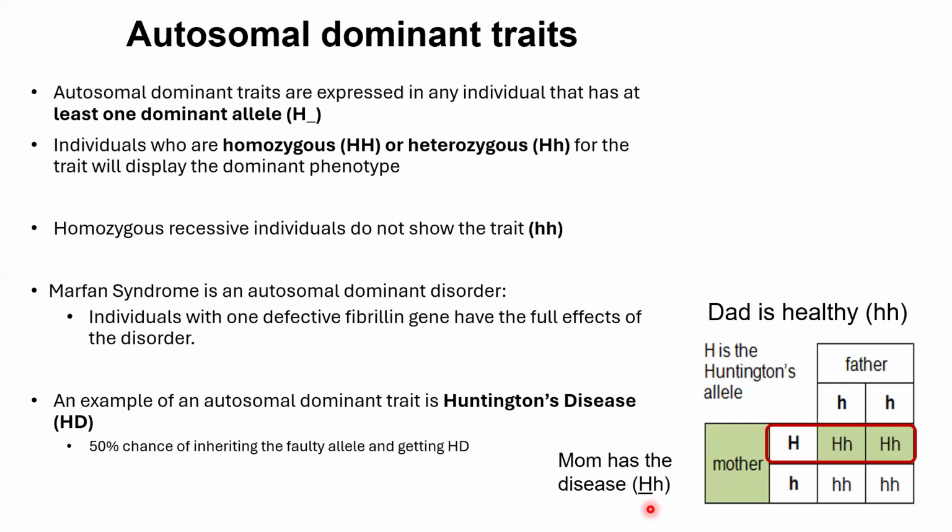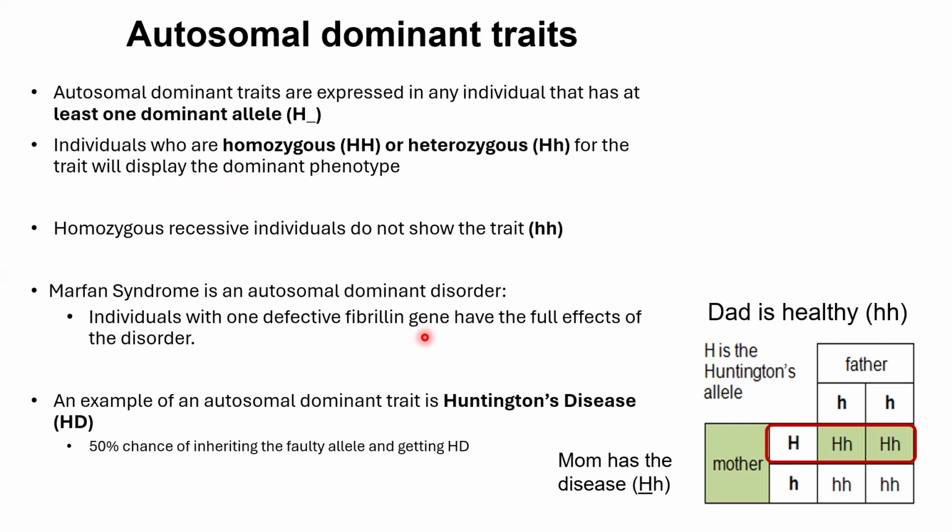One of the sets is called autosomal dominant traits, where individuals are affected if they have at least one dominant allele. If the individuals are homozygous or heterozygous for the trait, they will show the dominant phenotype, and the homozygous recessive ones do not show that trait itself. There are a couple of examples. One of them is Marfan syndrome, what we were talking about earlier.